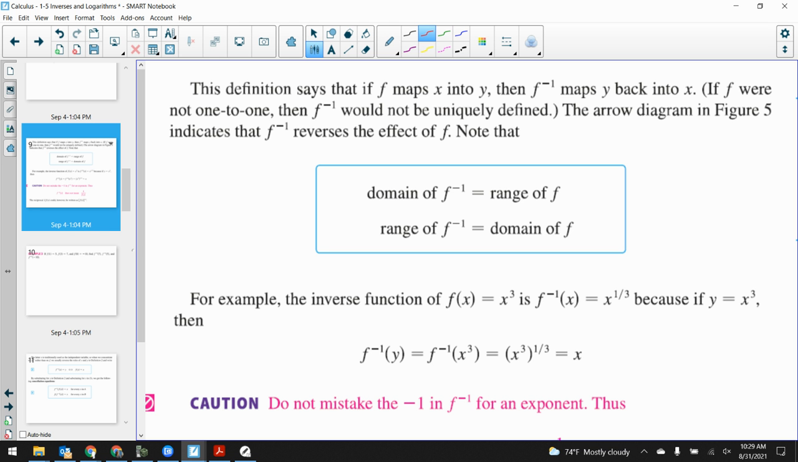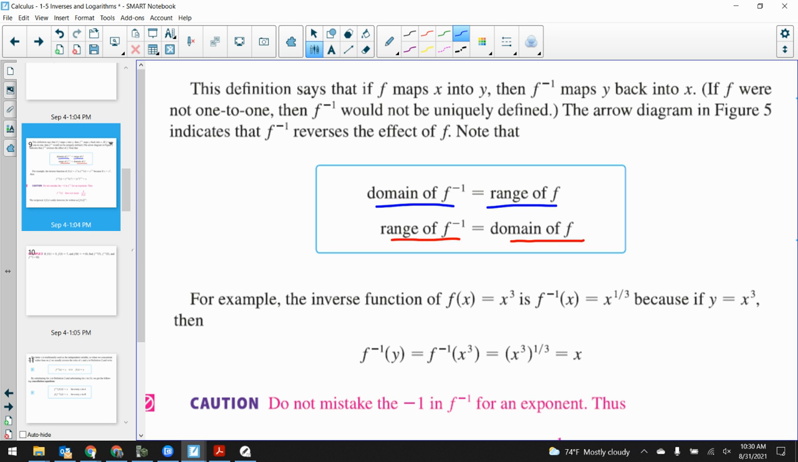The domain of f is the range of f inverse. The domain of f is the range of f inverse. And likewise, the range of f is the domain of f inverse. The domain of one is the range of the other, and the range of one is the domain of the other.